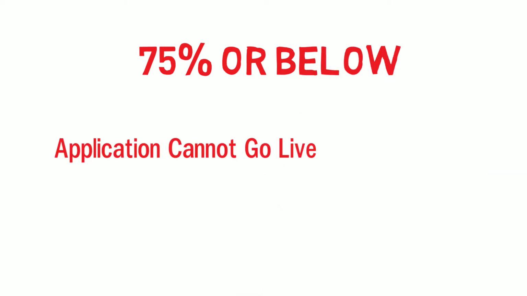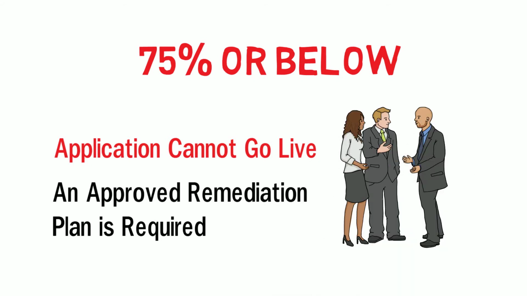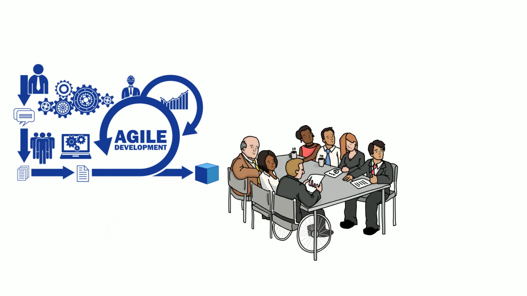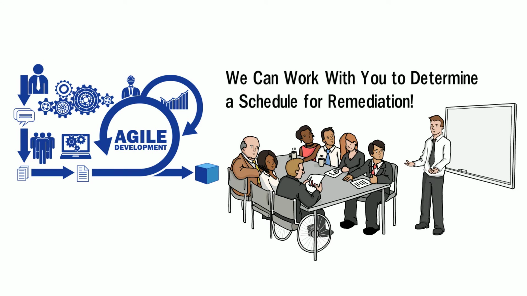However, if the score is 75% or below, the application cannot go live, and an approved remediation plan is required before the application can move forward. If your software is being developed using Agile methodology, or if you have other special development details, the CMS Section 508 team will work with you to determine an appropriate remediation schedule to fit your plan.